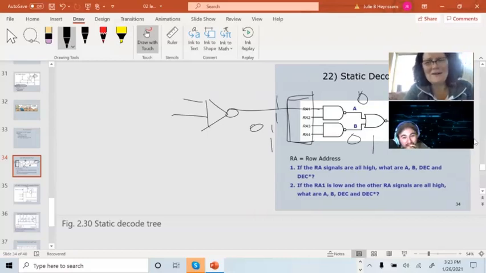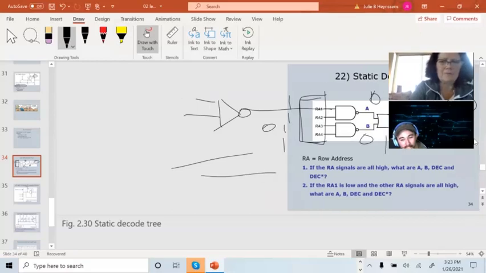Okay, I'm yelling. Instead of tying this to RA1, I could tie this to RA1 not. And then that would give me a different address for that row. So I can't move that back over. Okay, that's a standard static decoder.